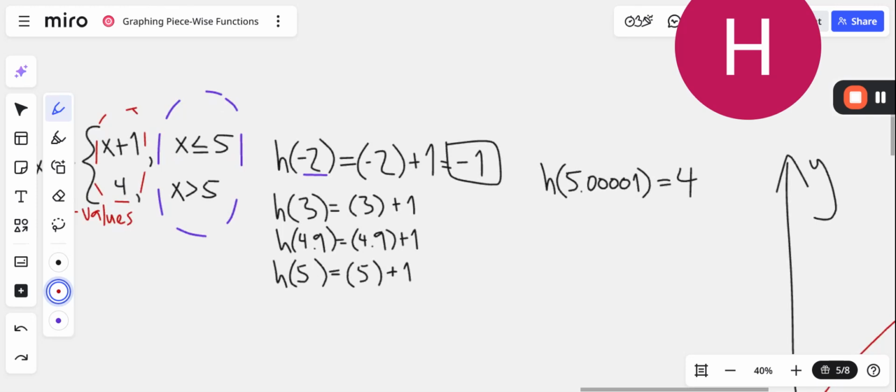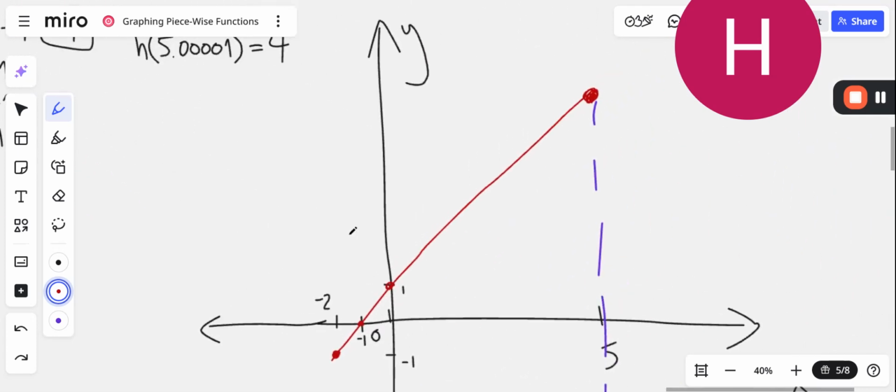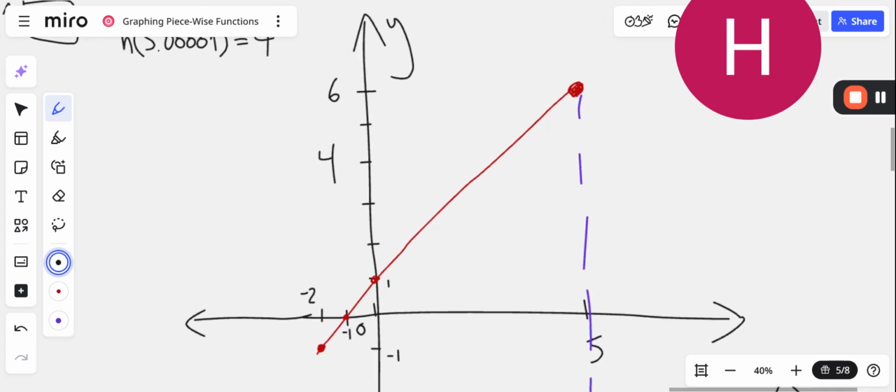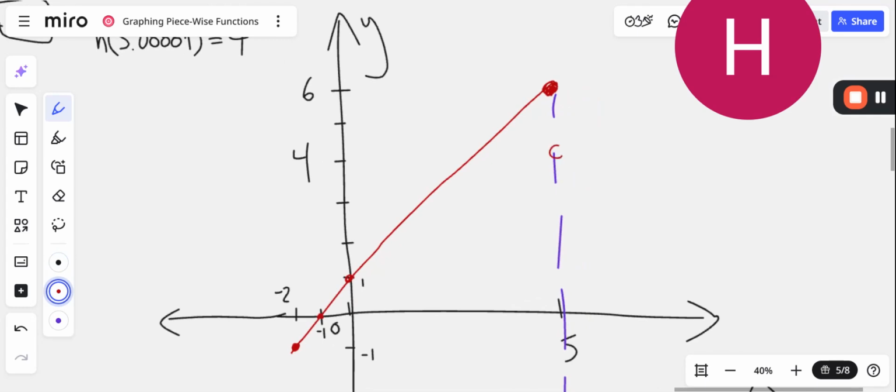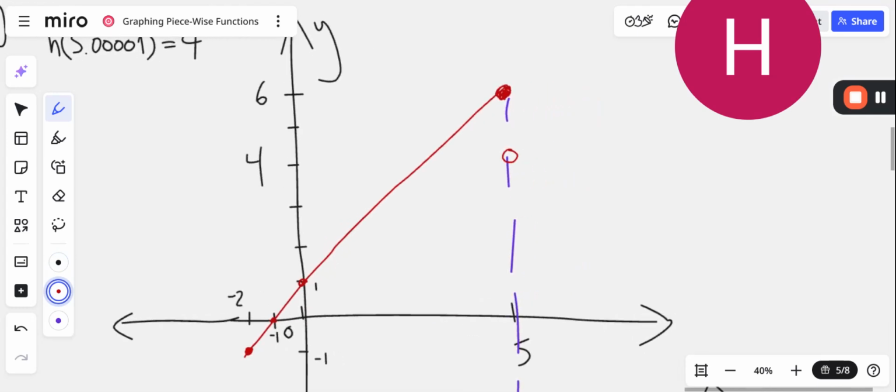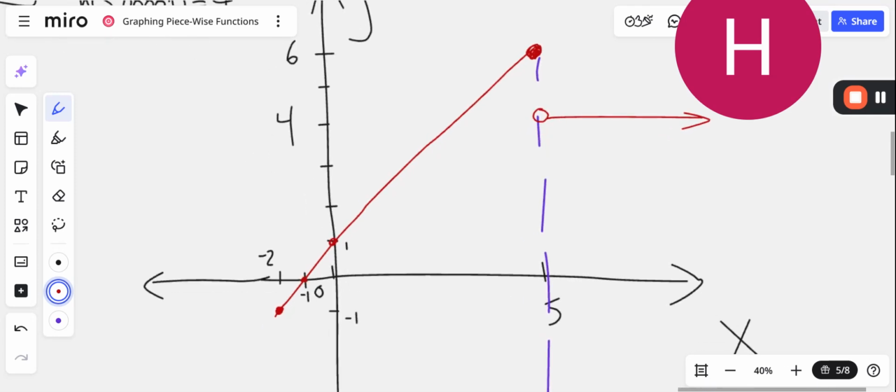And then the second piece is so easy because as long as x is greater than 5, so basically to the right of 5, the y value should just stay at 4. Let's label this a little bit more clearly. 2, 3, 4, 5, 6. That's how high up it goes. And so y equals 4 is just going to be right here. Open circle, because that piece does not include 5, and then it just goes flat. That's really all there is to it. I will make this line extend to the left, and there's not much more to do.